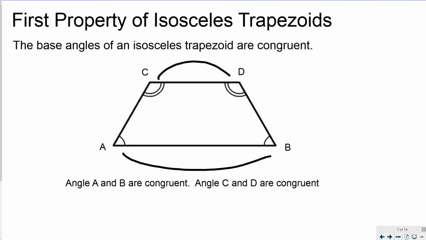The first property of isosceles trapezoids is that all of the base angles of an isosceles trapezoid are congruent. So if they're on the same level, the two top base angles are congruent, and the two bottom base angles are congruent. And then it still applies that A plus C and D plus B, each one of those pairs, respectively, adds up to 180. So not only are A and B congruent, but A plus C and B plus D are also supplementary.